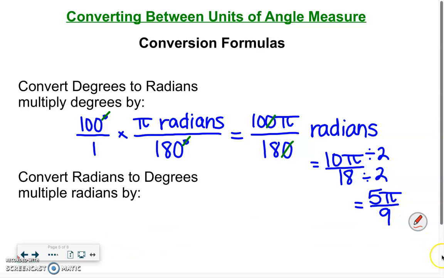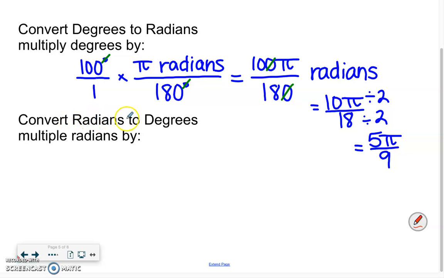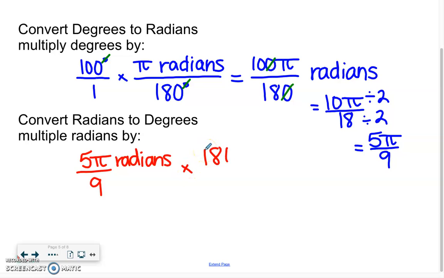All right, let's do kind of the opposite. So what if I have radians and want to convert to degrees? So let's do, I don't know, let's do 5 pi over 9. Since we know that's 100 degrees, let's just look at the steps. So if I have 5 pi over 9 radians, I am going to multiply by 180 degrees over pi radians. And so you'll notice that it's the same fraction from the last example, but it's flipped.